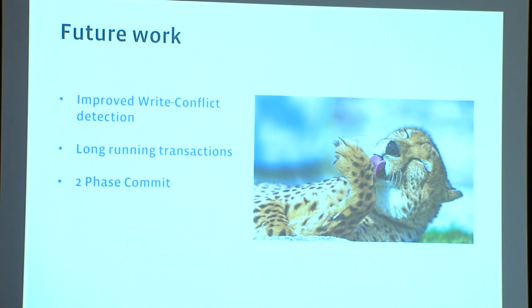Future work, as I mentioned, we're improving write conflict detection so we can support longer running transactions. Right now, transactions must be able to fit in memory. If you have really massive transactions, it's not currently supported. And we're thinking about implementing a simple two-phase commit, prepare and commit model so that a layer on top could actually do cross-instance transactions using RocksDB Transactions.